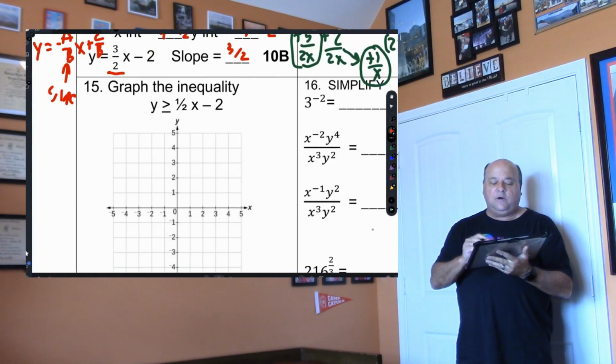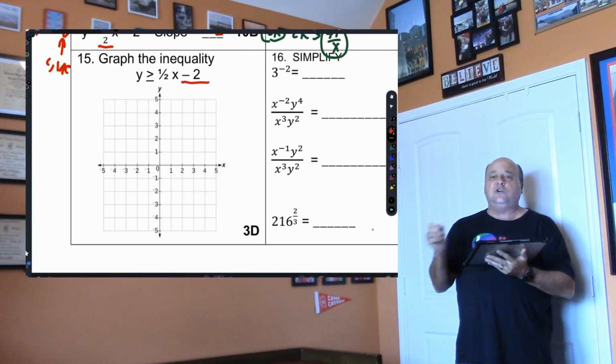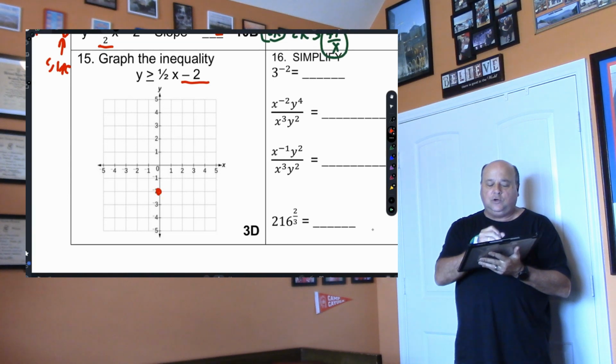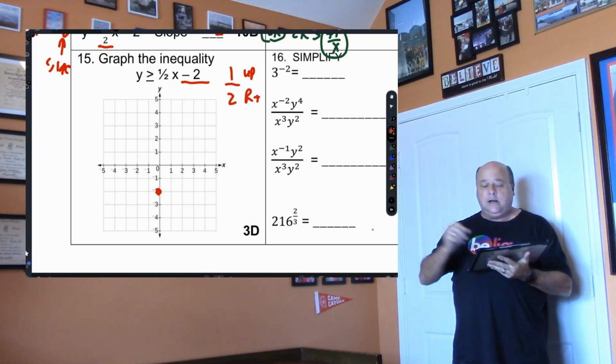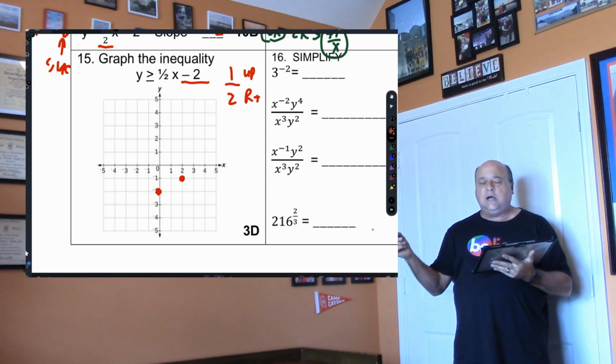Let's keep going to number 15. Graphing another inequality. This right here is our starting number or our y-intercept. That's our first dot. It's at -2. Our slope is 1 over 2. This means we're going to go up and right. If the slope is negative, you go down and right. So we're going to go up 1, right 2, draw another dot. Those are the 2 dots you need.